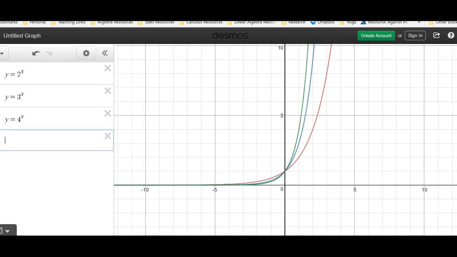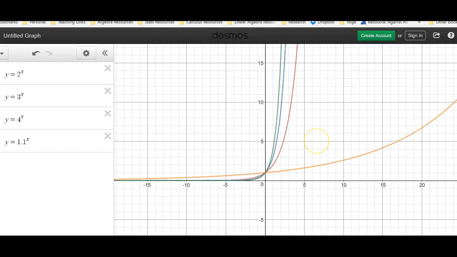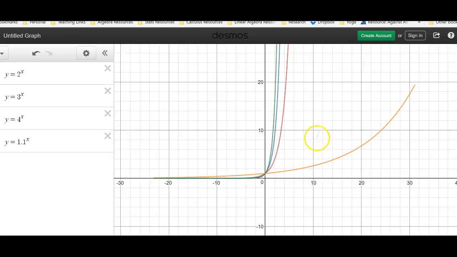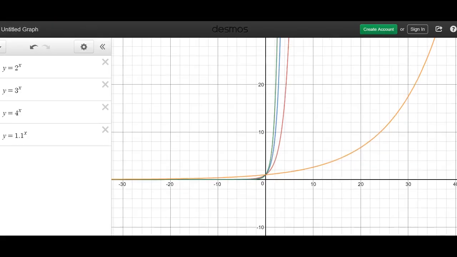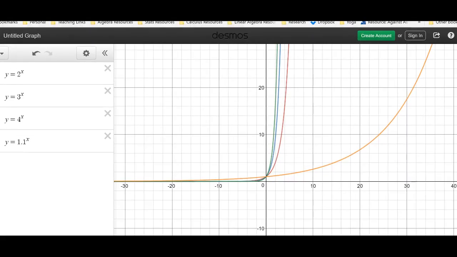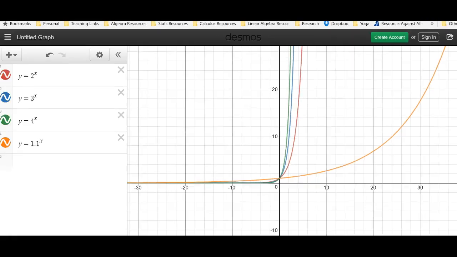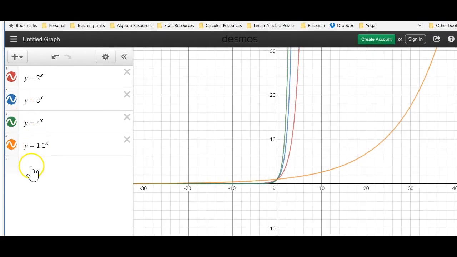In fact, if we try out y is equal to 1.1 to the x, you can see we are still going through the same spot, but now our growth rate is so slow that we have to zoom way out to even see that curve, that exponential growth. But it's still growing. I realize you guys can't see my colors, so I'm going to change this window size a little bit so you can see which color goes to which graph. So now you can see the colors in Desmos.